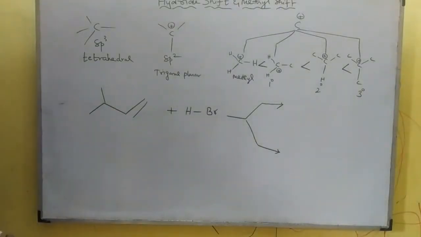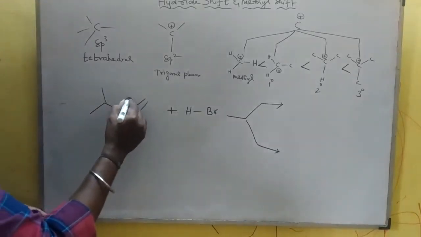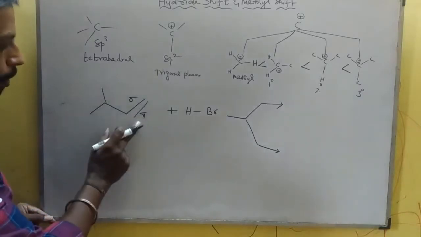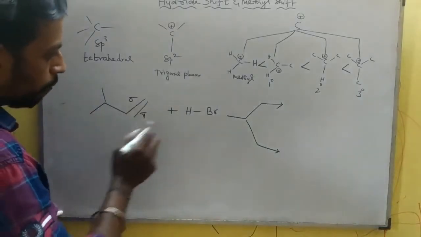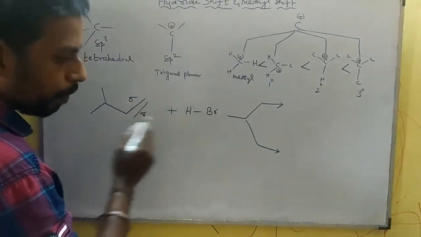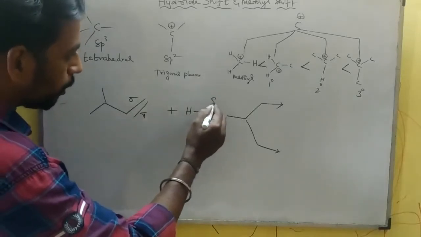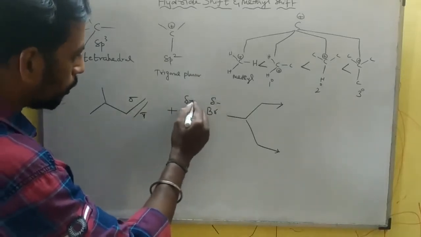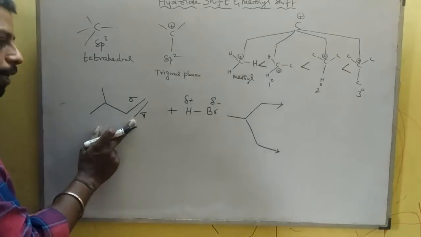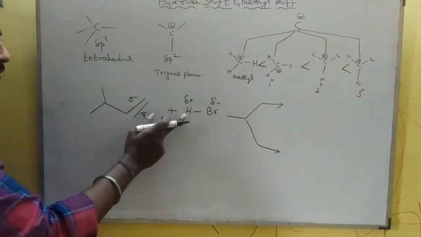I have an alkene and hydrogen bromide, HBr, and let's see how the reaction happens and what the product is. This is a double bond, a sigma and a pi bond. The pi bond is weaker, and H-Br is a polar covalent bond. Br is more electronegative, so it bears a partial negative charge, and H bears a partial positive charge. This pi bond is electron rich and acts as a nucleophile, and this is the electrophile.